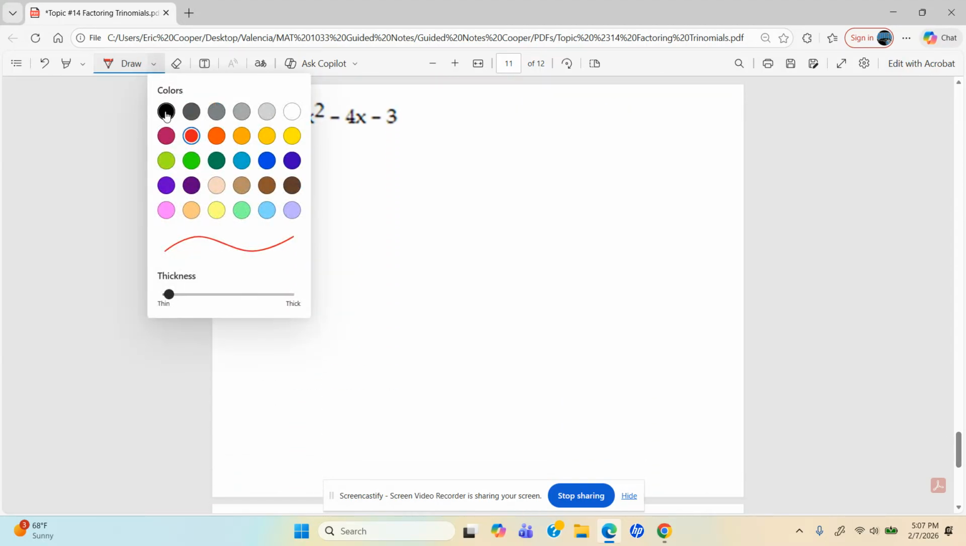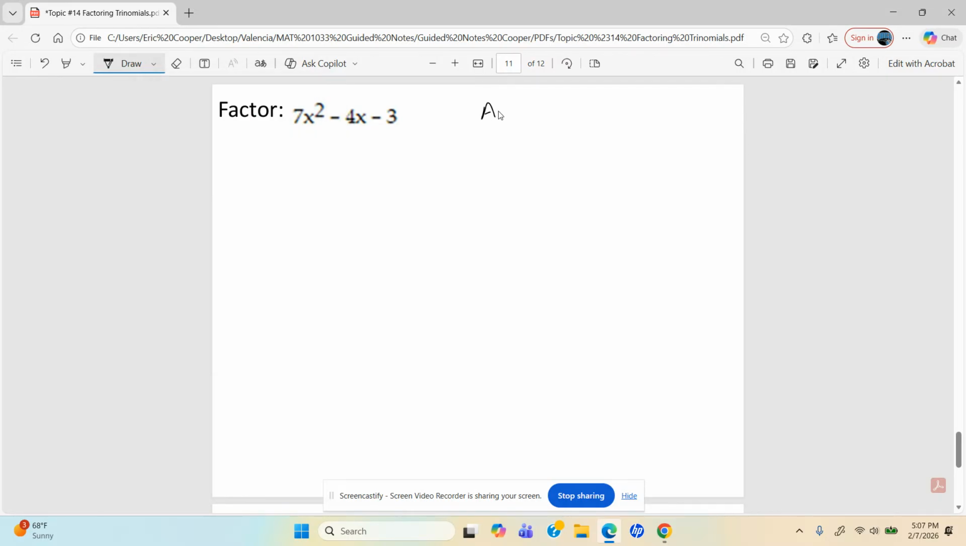When I look at this one, again, AC method, because there's a number in front of A. So I've got 7 times negative 3, which is negative 21. It's got to combine to make negative 4. So for 21, I've got 1 and 21. I've got 3 and 7. That's the one that's going to get me a 4. I need this to be a negative 4. So this has got to be like that.